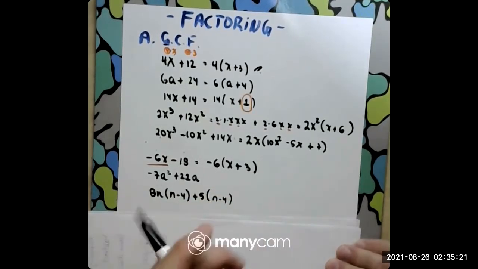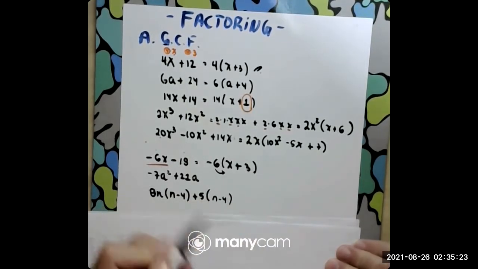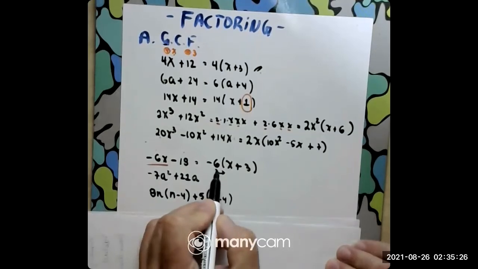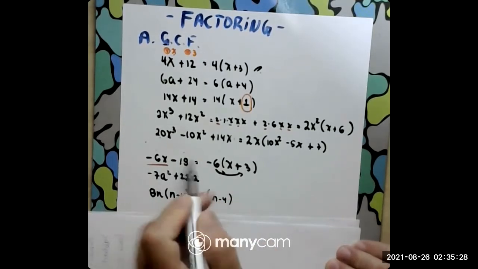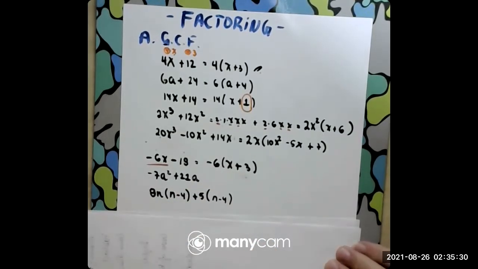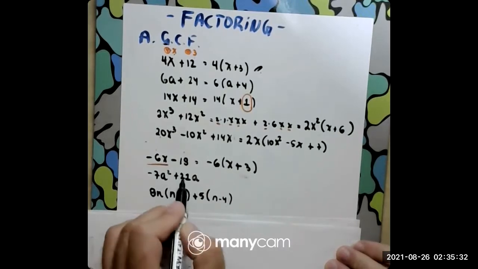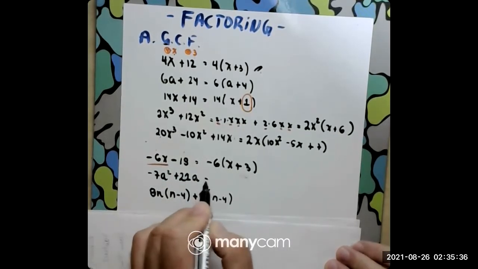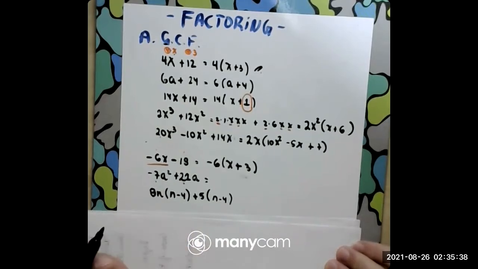So let's verify it. -6 times x, -6x. -6 times +3, -18. Okay. Let's look at this other one. This is, by the way, 21. 7, 21, 7 times 3.